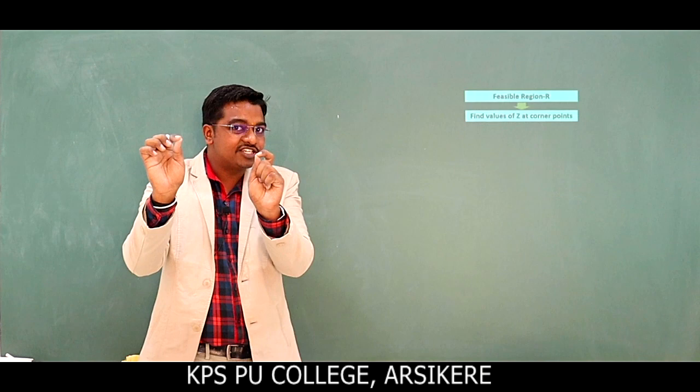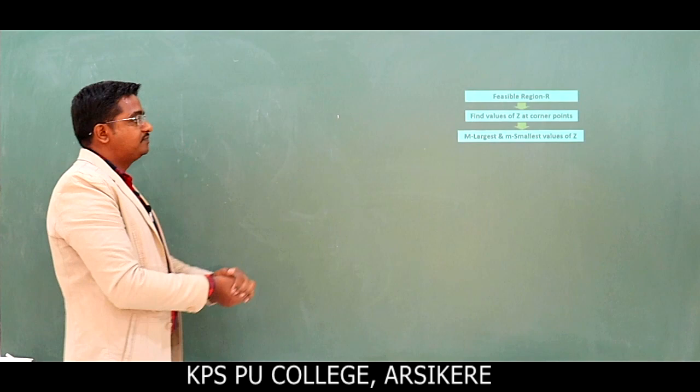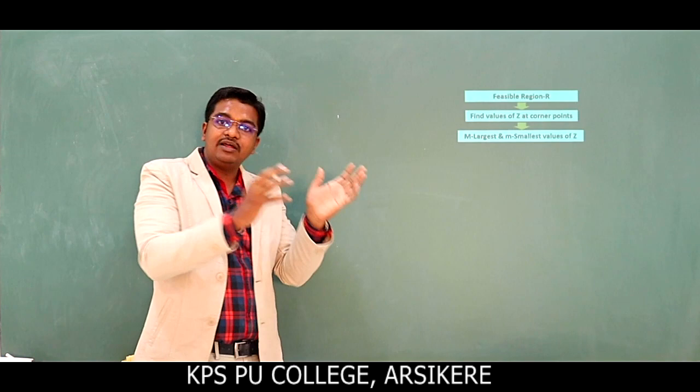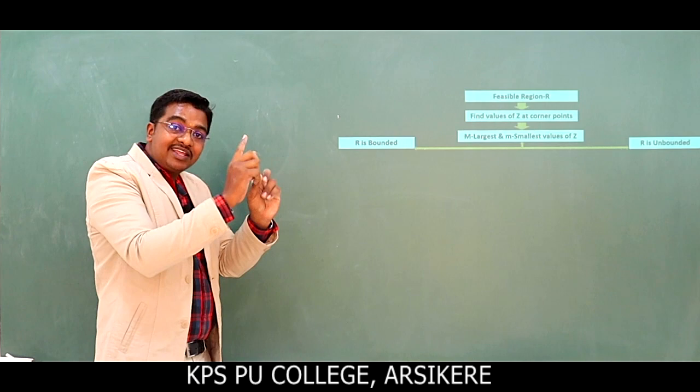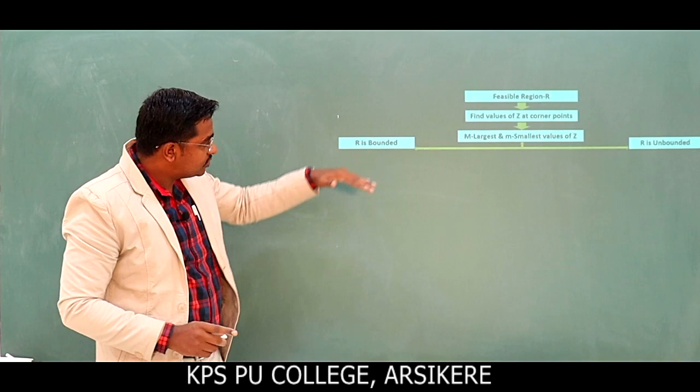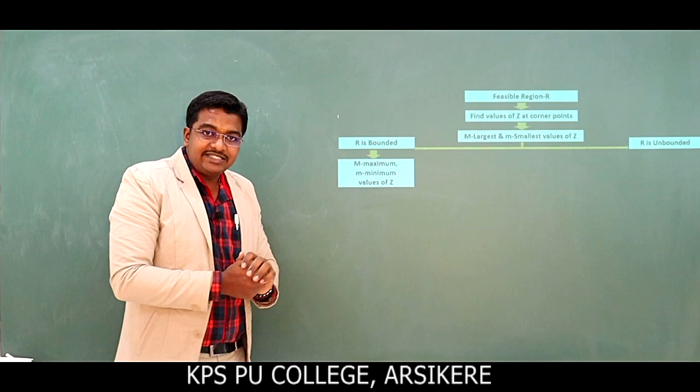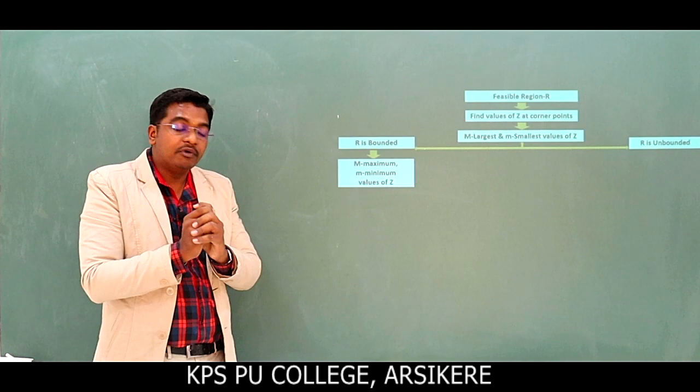Find the value of the objective function at the corner points. Third, consider the largest one as capital M and the smallest one as small m. Consider the next step, which is very important here: the reason it may be bounded or unbounded. First, bounded. When R is bounded, the largest value becomes the maximum value, capital M, and the smallest value, small m, becomes the minimum value of the objective function.